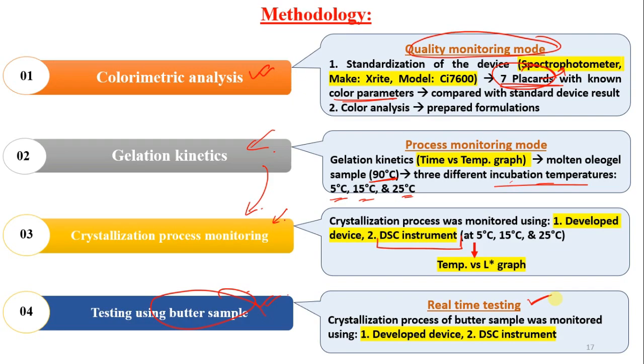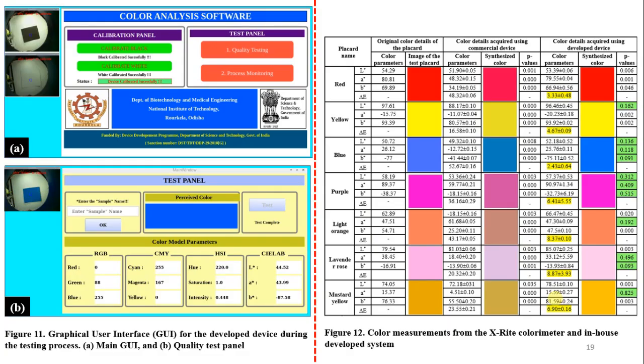So if you see over here, what happens? We have these black and white placards which have been used to calibrate this sensor. Then in the quality testing, the color placard was inserted and then the reading was taken. This is the perceived color, which is basically the synthesized color. Now if you compare this color over here, they appear to be similar.